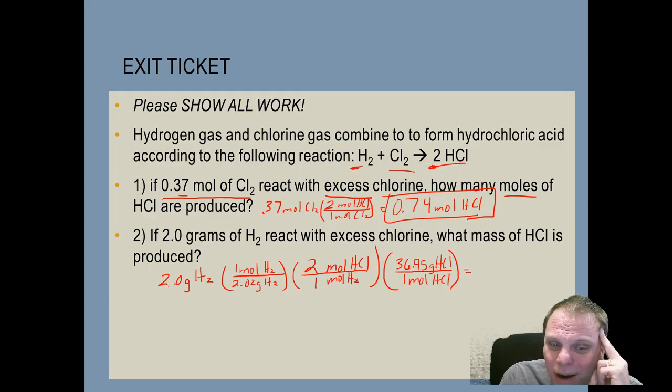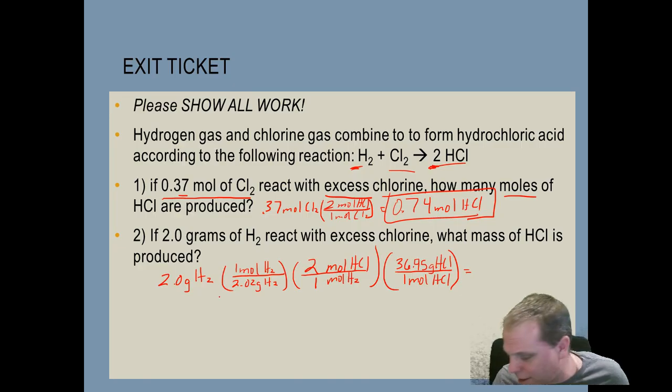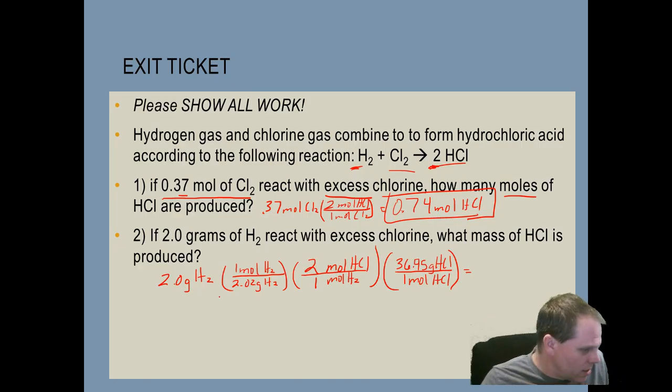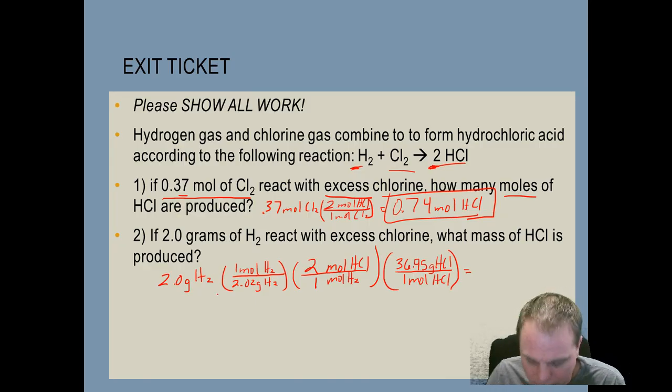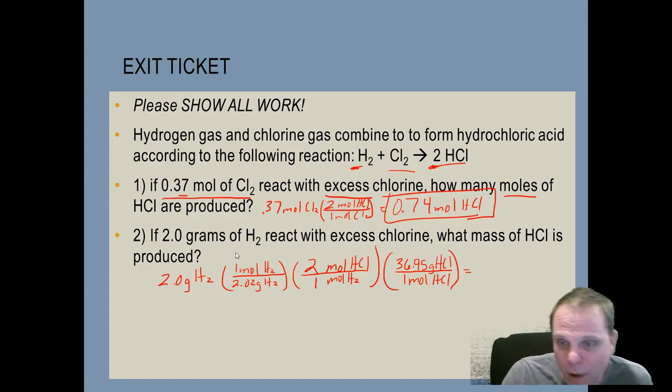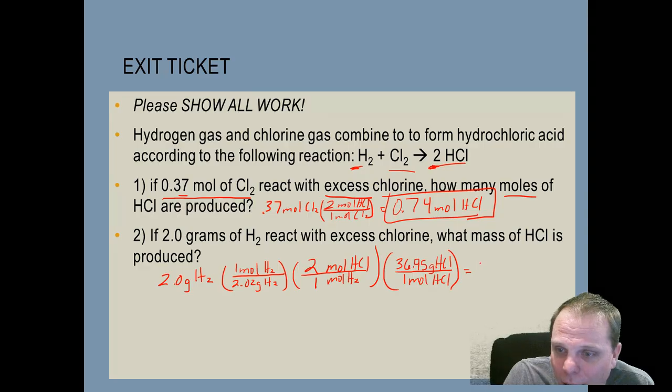So now we go through and we do our work here. We plug it into our calculator. Oh my goodness, where'd my calculator go? All right, popping up a calculator on my computer. There it is. So 2 divided by 2.02 times 2 times 36.45, equals. And if I'm wrong, you're all laughing at me right now.